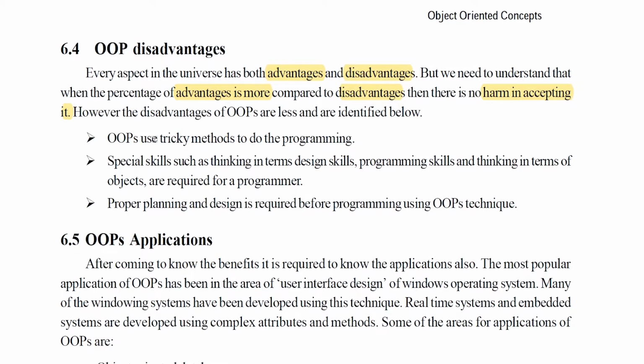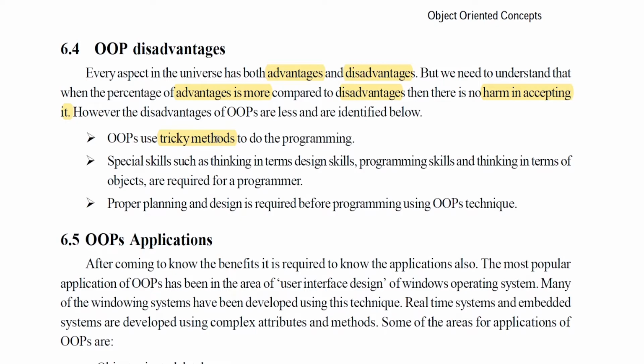The first one: OOPS uses tricky methods to do programming. Tricky methods means, like we discussed, data encapsulation, dynamic binding, abstraction. These feel tricky because you cannot understand them easily when you do the programming. It looks complicated, but it's actually easy. It is a tricky method for developing programs, which is very difficult when you try to understand these things.